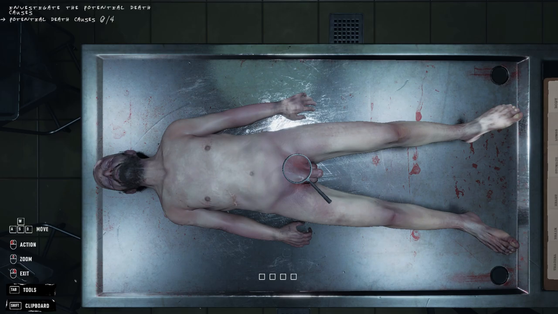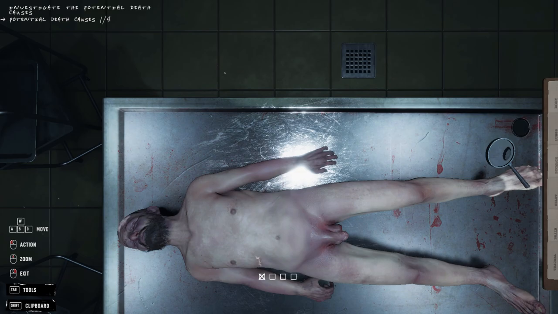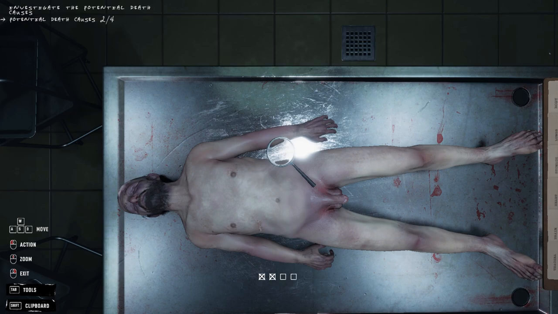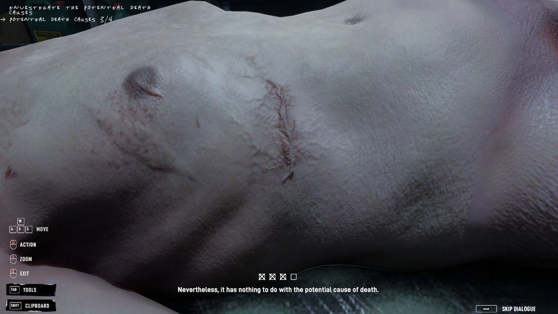There are frostbite marks all over the deceased's body. Although they are most visible on the tips of his fingers, they can be recognized by the very specific color. By the look of his feet, I assume Toby must have worn uncomfortable shoes. However, there is an old wound that hadn't healed properly. It must have been some kind of burn or other injury. Nevertheless, it has nothing to do with the potential cause of death.